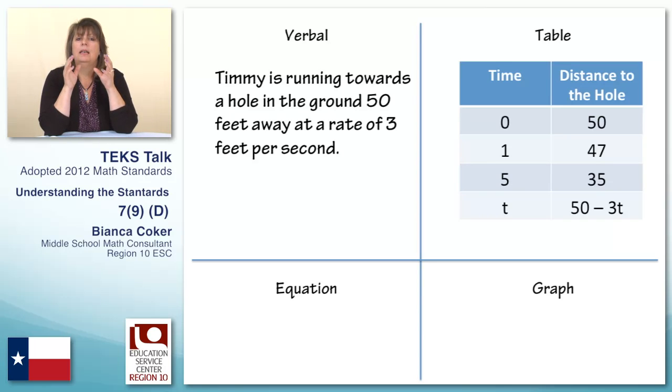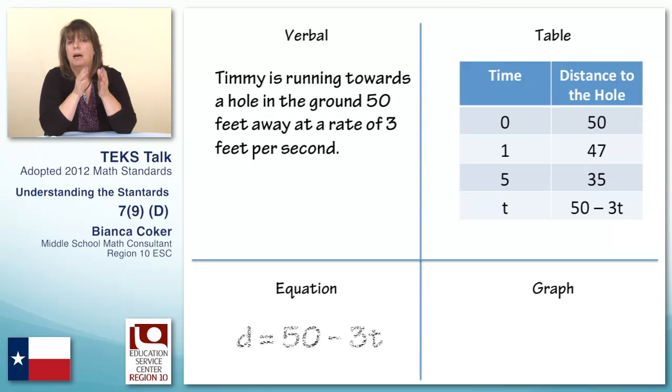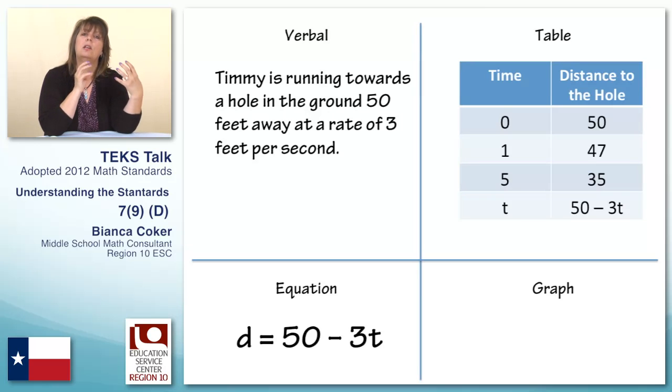So that table gives us some values that we can put in our graph. But that table also helps us figure out what our rule is or what our equation is for this situation. Looking at the table, we can find our change in y and our change in x. That'll give us our unit rate or our slope. And then we know our starting point from this table is 50 feet. So we know our rule is 50 minus 3t equals the distance from the hole. So looking at our table second allows us to create our equation for our third section.